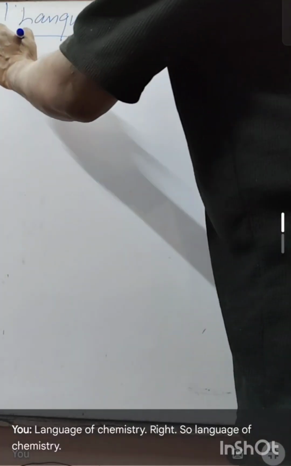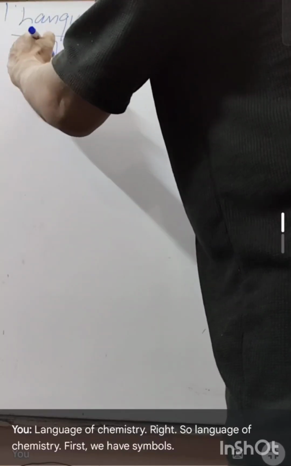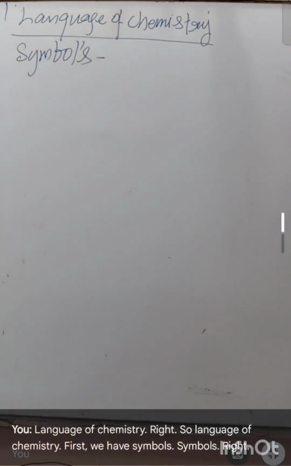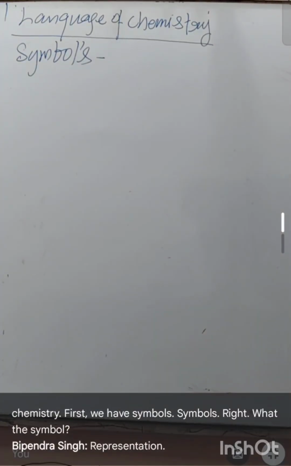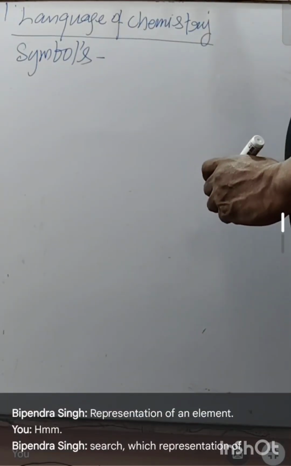So, language of chemistry, first we have symbols. Right? What is a symbol? Representation of an element.